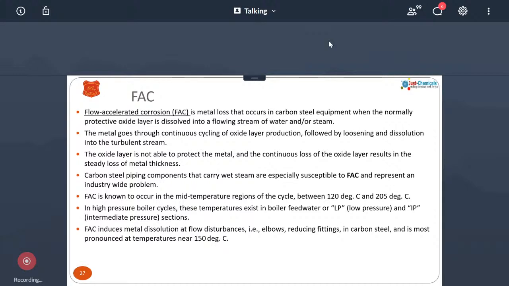FAC induces metal dissolution. FAC, flow accelerated corrosion, is actually a corrosion, not an erosion. It dissolves the metal due to the flow hydrodynamics. Okay, we'll see a picture to understand, though that picture is not very sharp, but at least you would be able to understand from this.